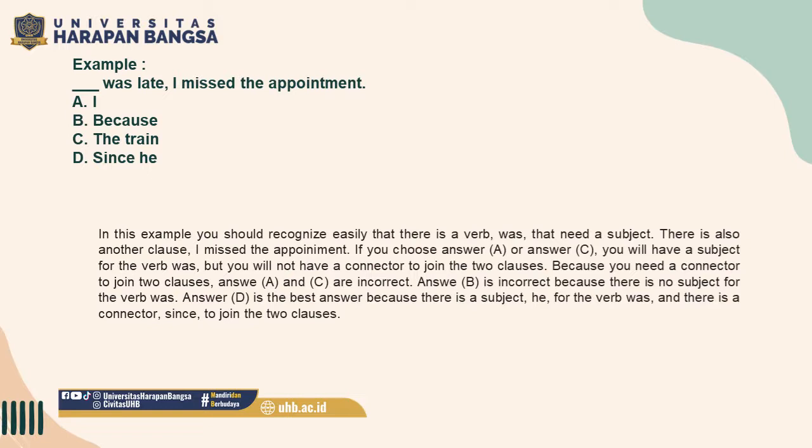But you will not have a connector to join the two clauses. Because you need a connector to join two clauses, answers A and C are incorrect. Answer B is incorrect because there is no subject for the verb was. Answer D is the best answer because there is a subject, he, for the verb was, and there is a connector since to join the two clauses.